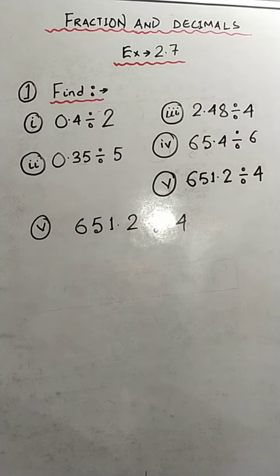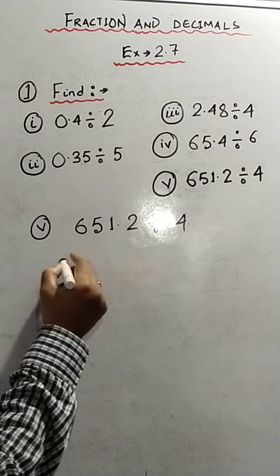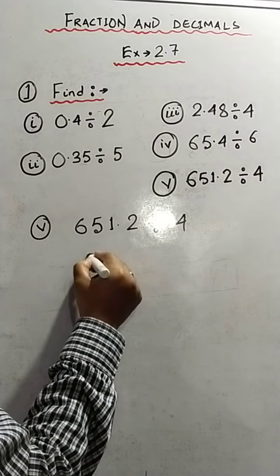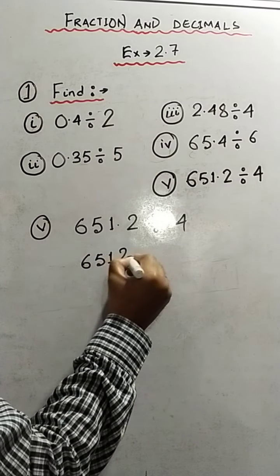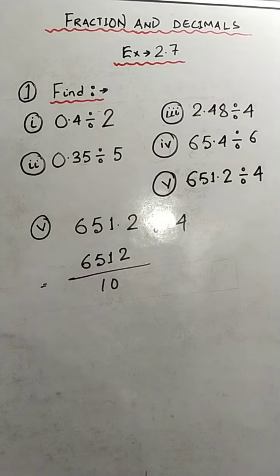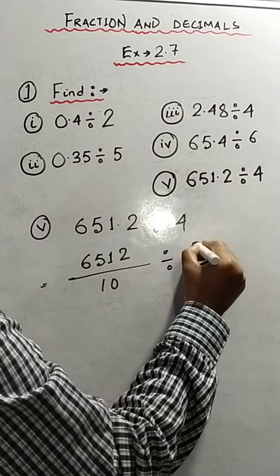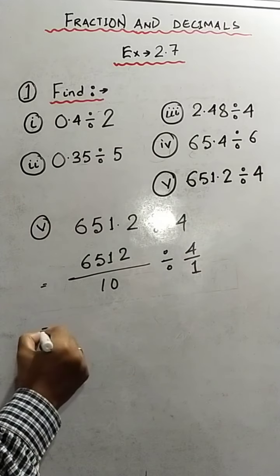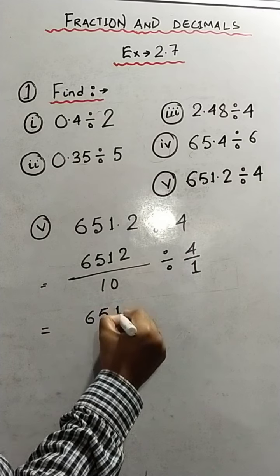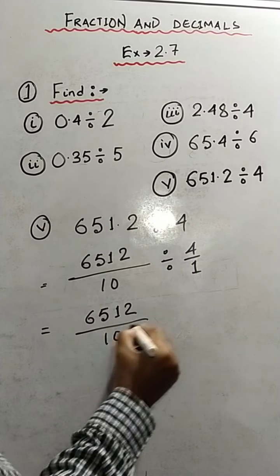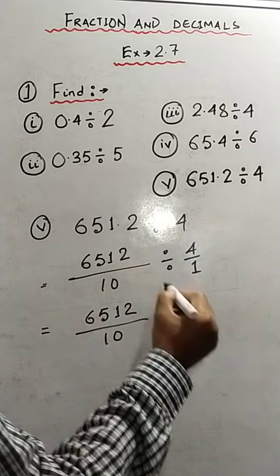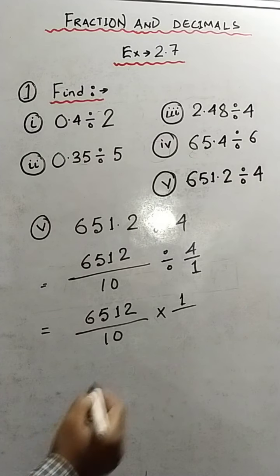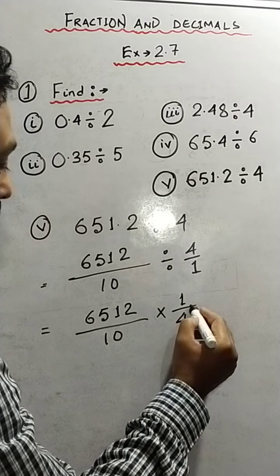Question number 5. Now in question number 5, we have 651.2 divided by 4. Now let's convert this decimal form to fractional form. So it will look like this, that is 6512 by 10 divided by 4 upon 1. Now the next step, 6512 divided by 10, we will put a multiplication sign in place of the division sign. So this fraction will be reciprocal. It will be 1 upon 4.